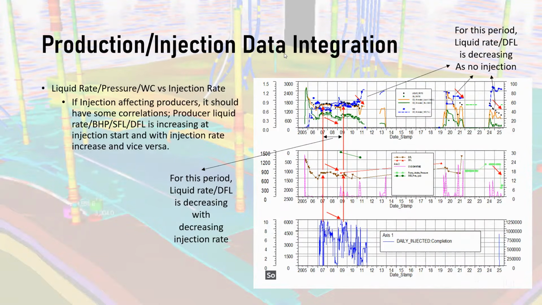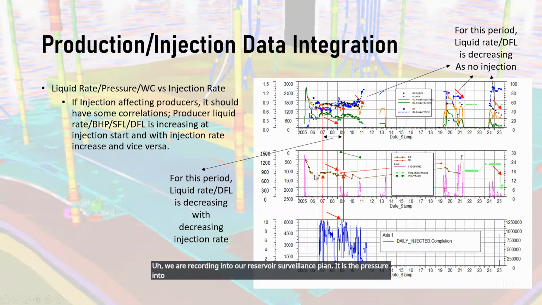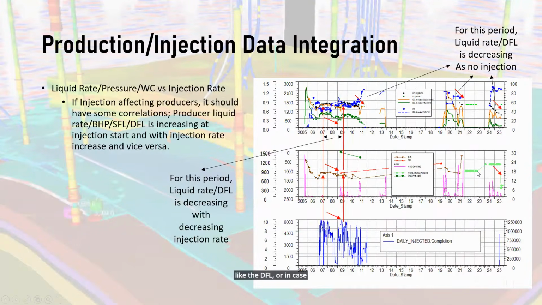So it is very important, one of the important data that we are recording in our reservoir surveillance plan, is the pressure in the injection and in the production, like the DFL, or in case you have an ESP equipped with some sensors, it will also be important for you to monitor the production performance and also the effect of the injection.